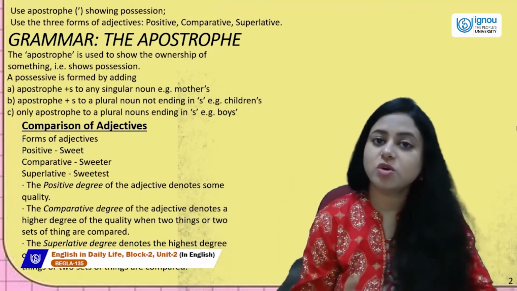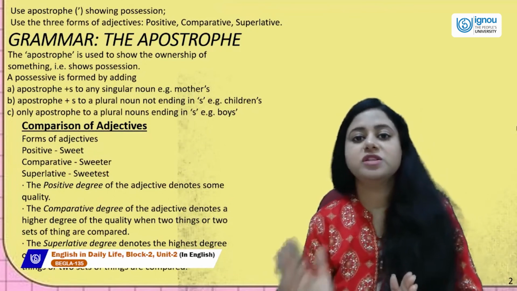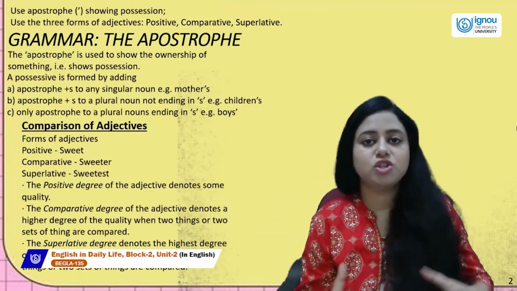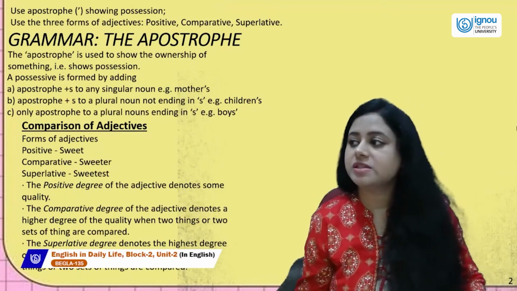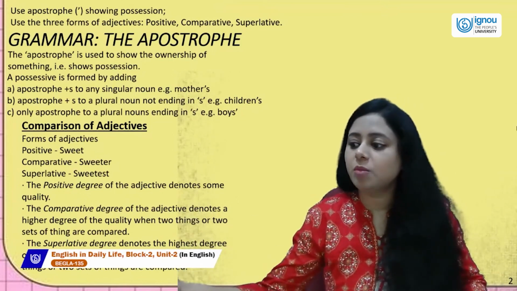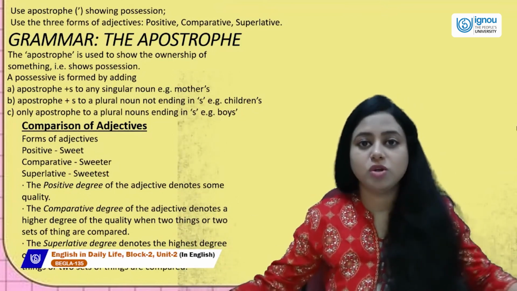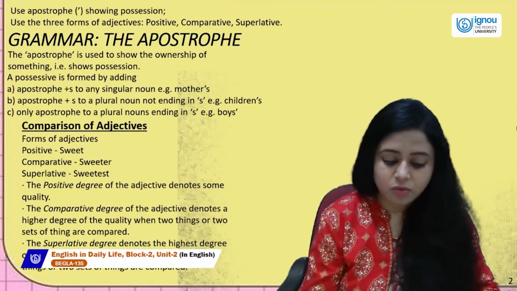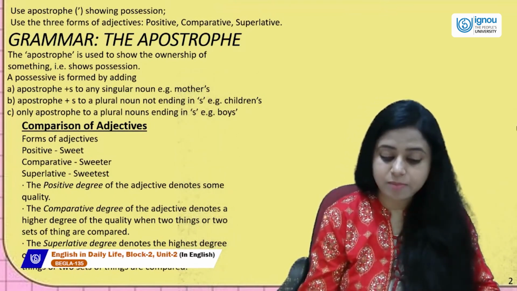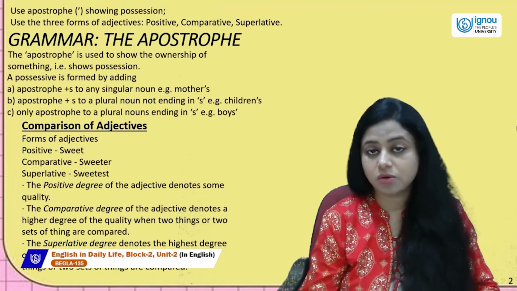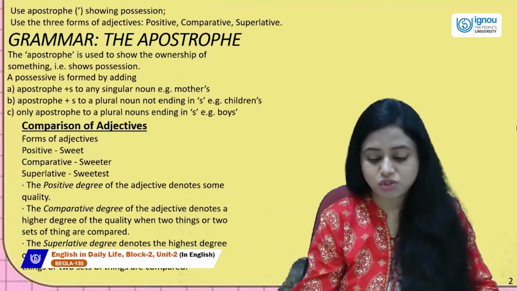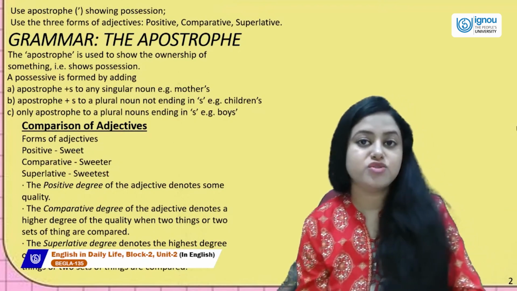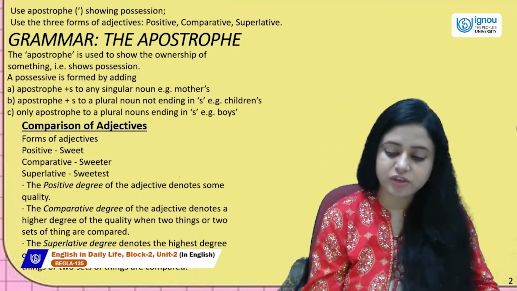But here, because it already ends with s, after the s you put the apostrophe. So boys and then just the apostrophe, and it shows possession. Boys' table. So the table belongs to many boys, right? More than one boy. Another example could be dresses. Dresses, then apostrophe because it already ends with s. Dress is singular and dresses is plural, so the apostrophe.